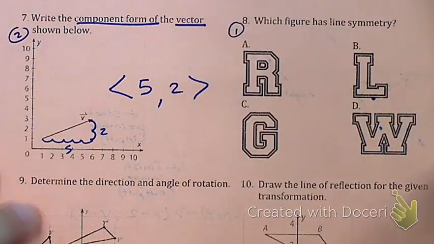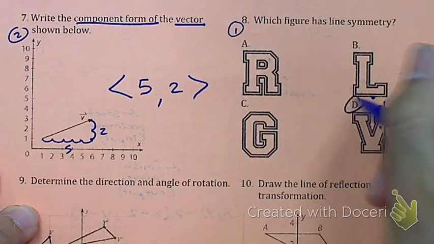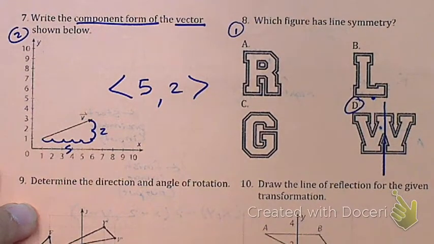1 point for number 8. Line symmetry means it can be cut basically in half and create a mirror. It's D. Because whatever's on one side is exactly the same as the other side.